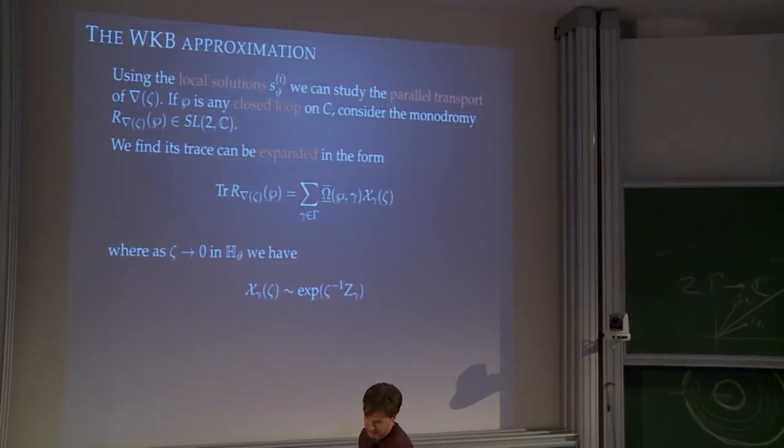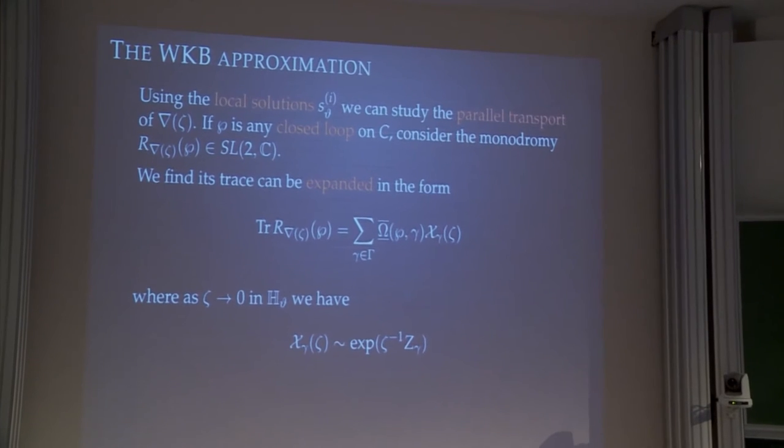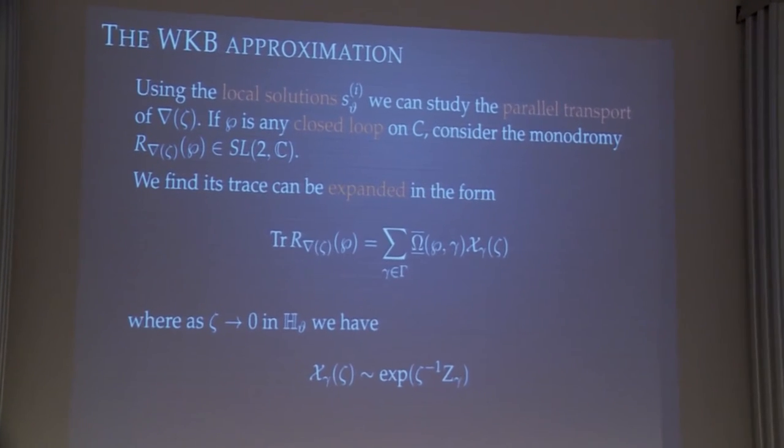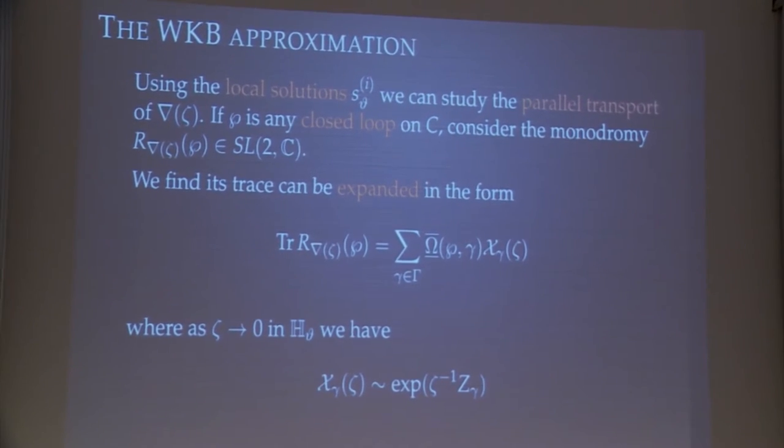So now you can come back to the original question. The question that we started with was, not yet the original question of wall crossing, but the question of studying the asymptotics of the monodromy. So suppose now that we have any closed loop on our curve, and we look at the monodromy around that loop. So now we're studying a family of connections. So we study that monodromy in a family. So we're getting some element of SL2C for every choice of this parameter zeta.